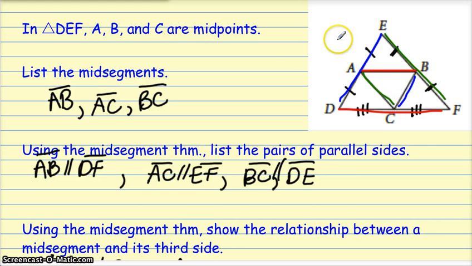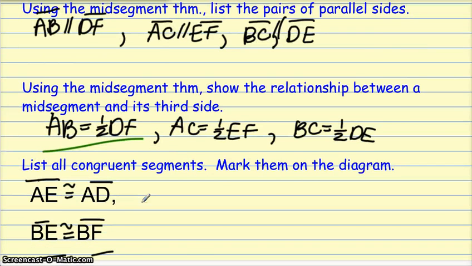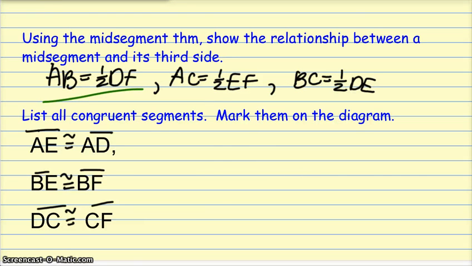So the small blue is half the length of the long blue, the small green is half the length of the long green, and this small red is half of the length of the long red, which is indicated by the markings below. Notice down here where it says AB equals half DF, there's no line segments on top because we're dealing with length. Lastly, listing all congruent segments. The congruent segments are already marked. They're marked because they told us that we had midpoints. I did singles, doubles, and triples, so those segments are listed below.